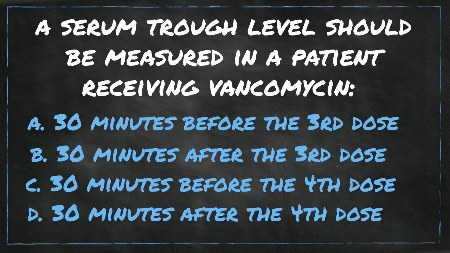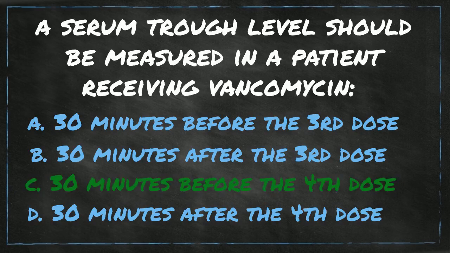A trough level should be drawn 30 minutes prior to the 4th dose. This helps determine the efficiency of the antibiotic dose and frequency, with optimal levels between 10 to 20 micrograms per milliliter.